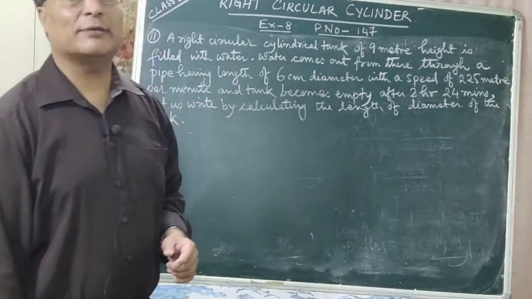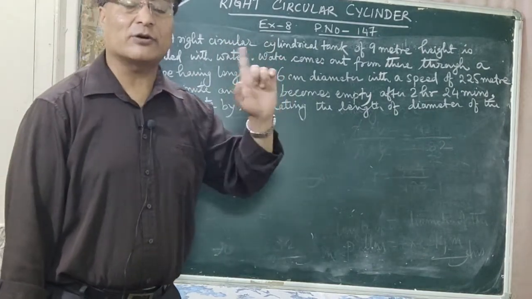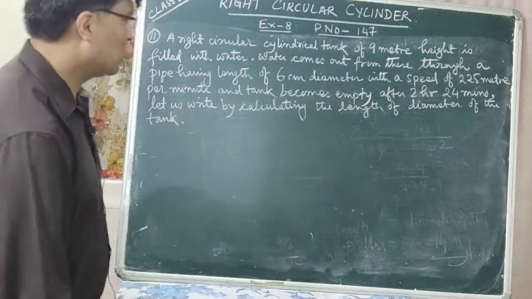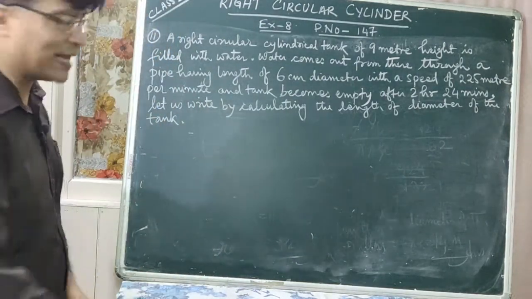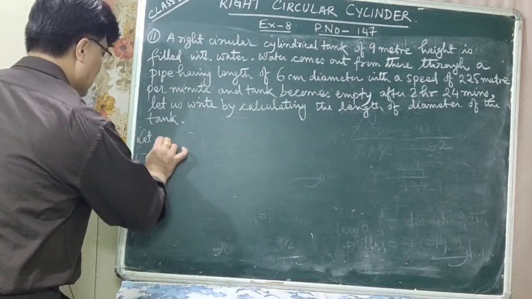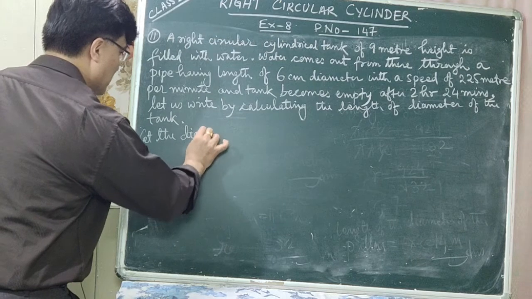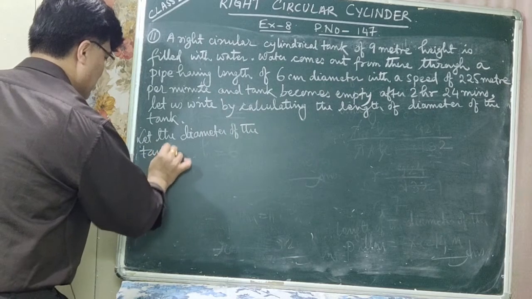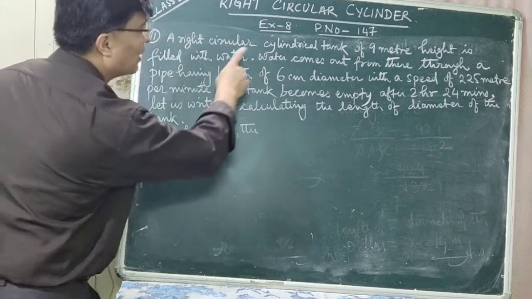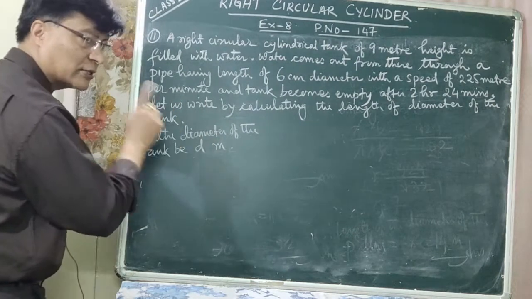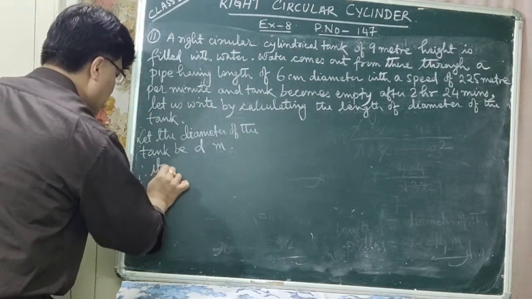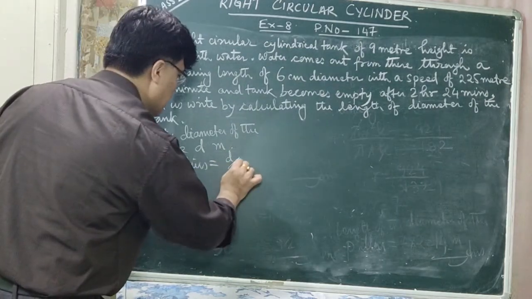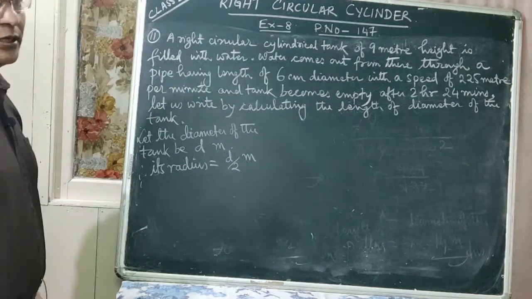So let us start by calculating the length of the diameter of the tank. We need to find the diameter of the tank. So I think you have understood it. So let us assume the length of the diameter of the tank, let the diameter of the tank be d meters. So its radius, we always need the radius, is equal to half of the diameter, that is d by 2 meter. So I think you have understood it.